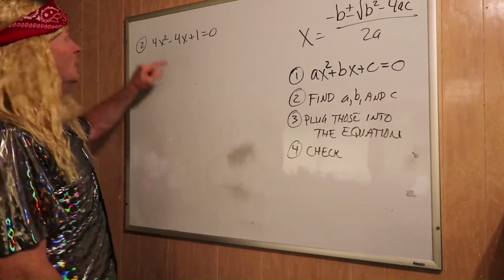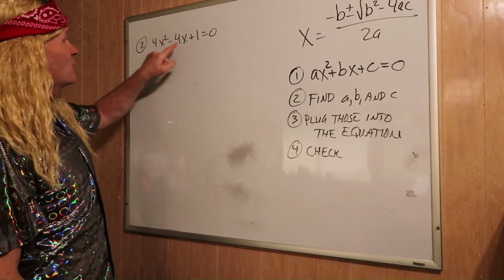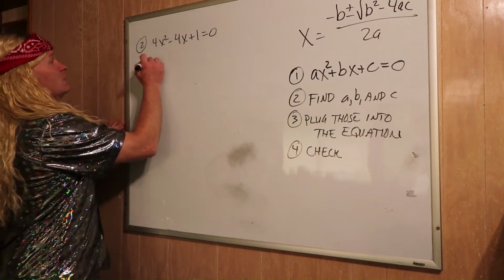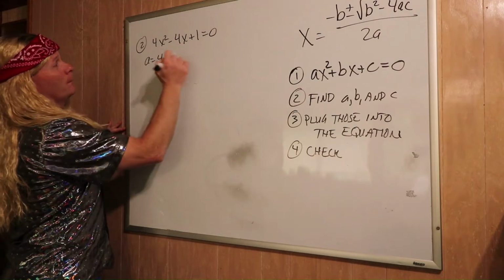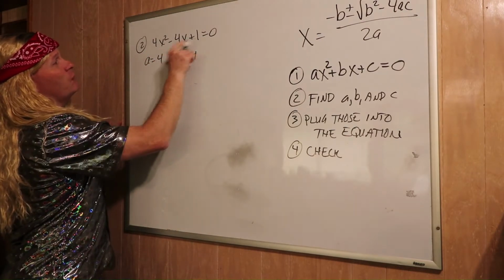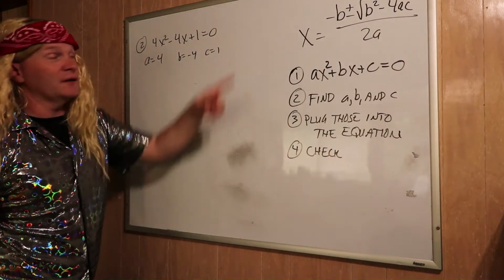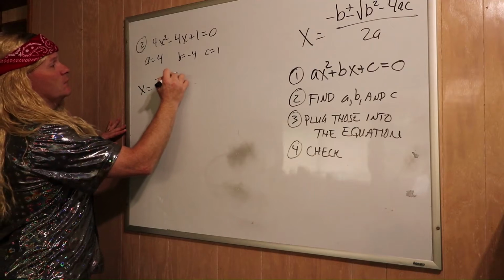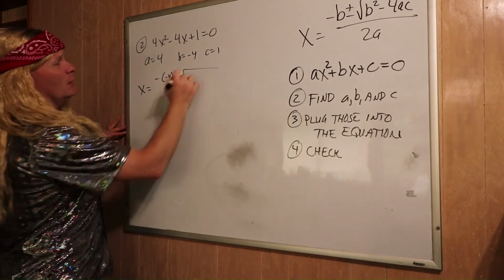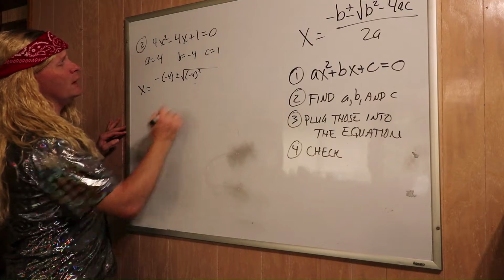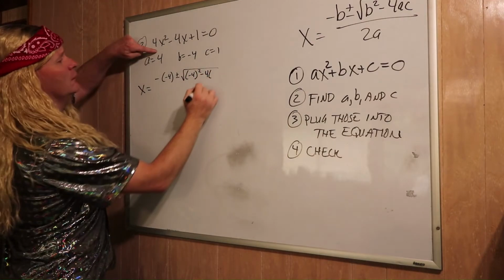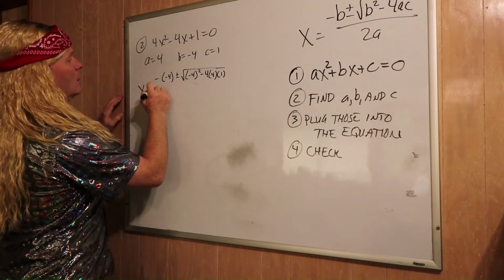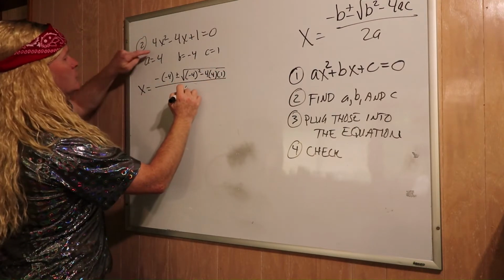Let's try this one. Make sure it's in standard form. Good to go there. Find a, b, and c. A is 4. B is negative 4. C is 1. Now we're going to plug them into the equation. So it's negative b plus and minus the square root of b squared minus 4 times a times c, all over 2 times a.